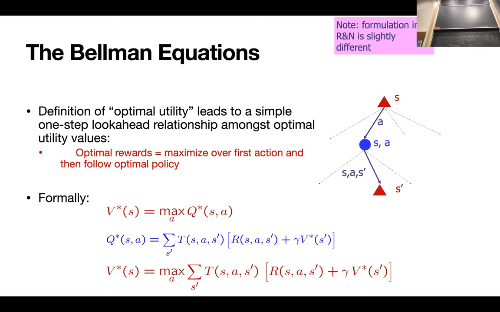In general, when you see the same kind of quantity appearing on both sides of the equality in an algorithm, it means you can do an iterative procedure. You can keep iterating these values until they converge. You start with some initial values, then do one iteration of this equation, then a second iteration, and so on. This is what we're going to call value iteration.